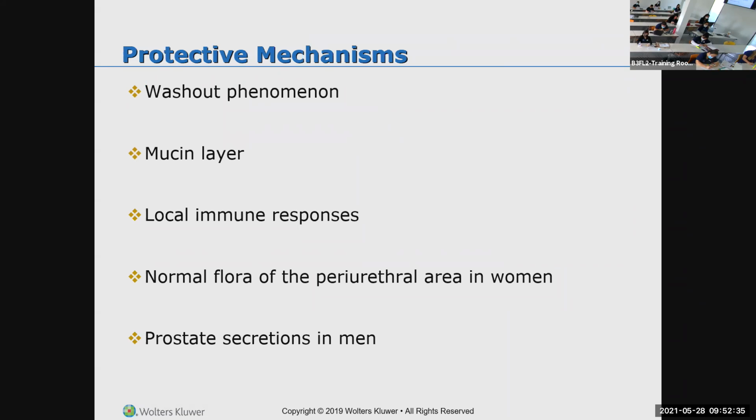As a human being, we do have a protective mechanism. Number one is washout phenomenon. That's why we flush the kidney. The more you drink, the more you flush. We do have a mucin layer in the urine bladder. They do have protective chemicals, local immune responses, normal flora of the periurethral area in female, and also in male, prostatic secretion also has a protective mechanism.